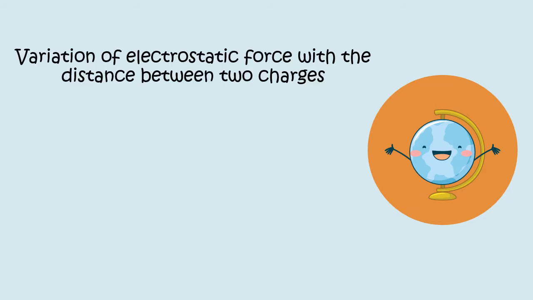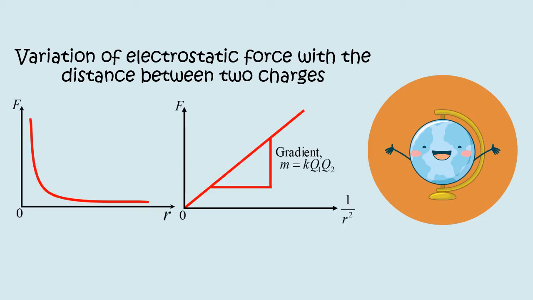Now we see the variation of electrostatic force with the distance between two charges. We have two types of graph here. One is F against R, and the graph will be a curve. Next one is F against 1 over R square, and the graph will be a straight line graph.